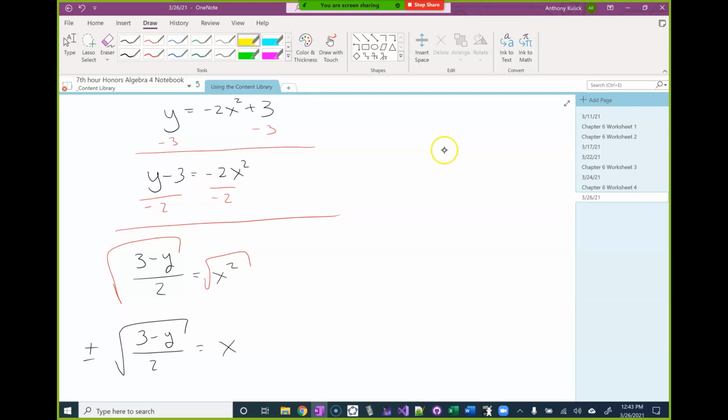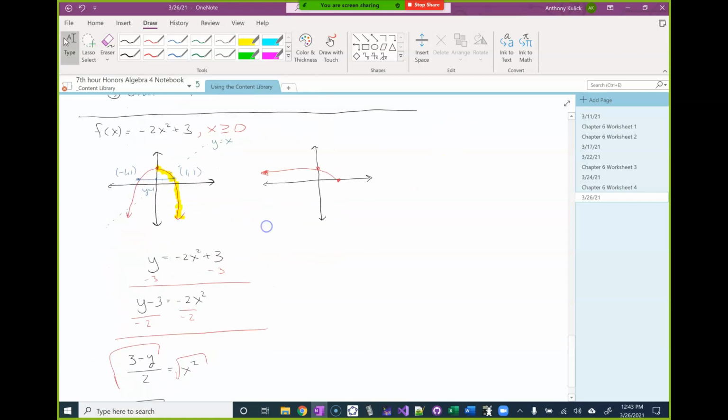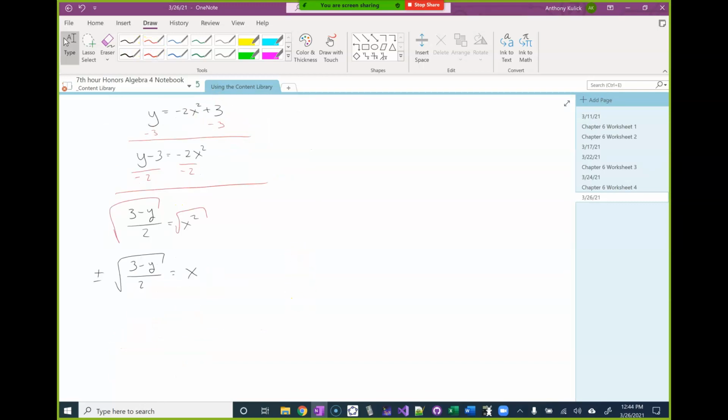So I know that x is greater than or equal to 0. Here I have x equals plus or minus this. The stuff coming out of a square root can only be positive, so what I can do is drop the negative sign there, since x must be greater than or equal to 0. My final step would be to swap the x and y coordinates, and I can call this my inverse.